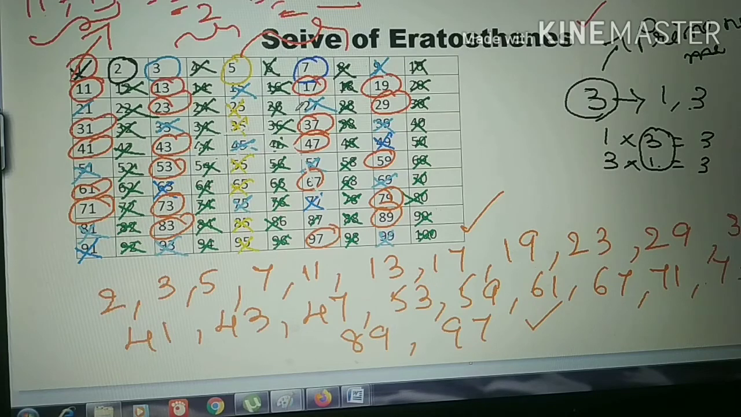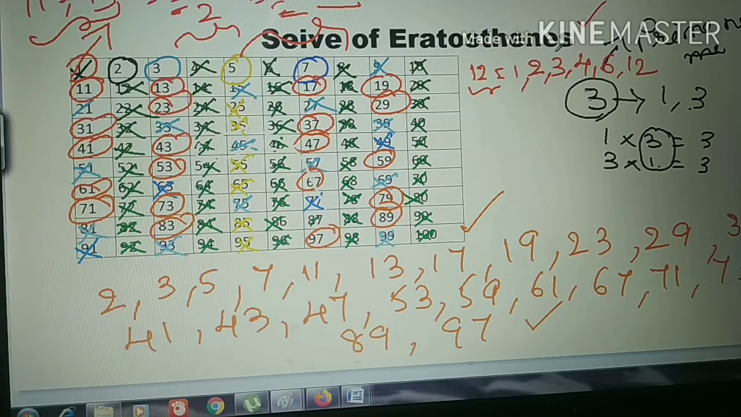After that, prime factors. What are the prime factors here? So if you take 12, what are the factors here? 1, 2, 3, 4, 6 and then 12. Right, these are all the factors of 12. So what about prime factors?